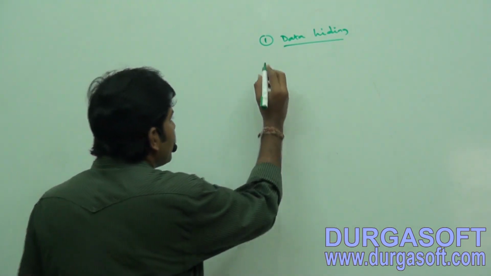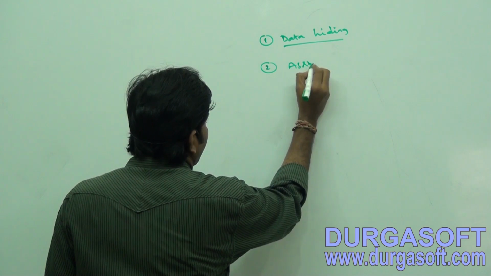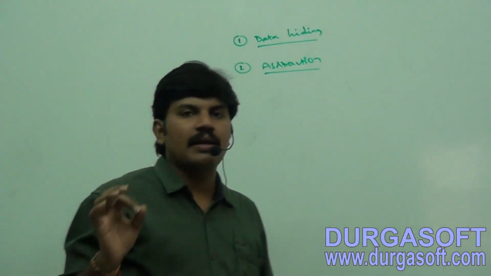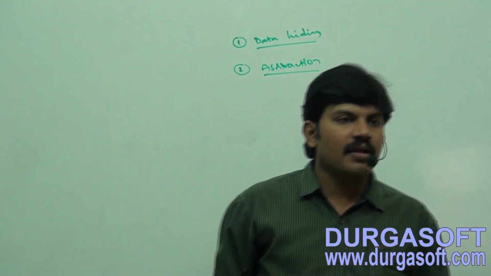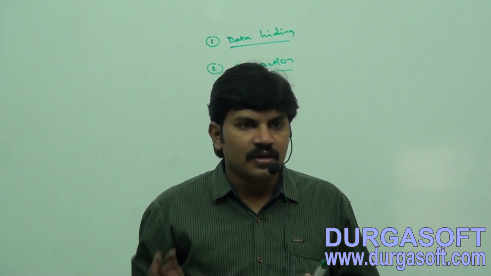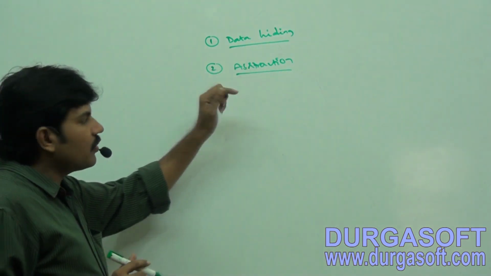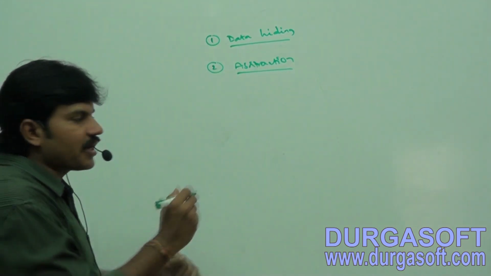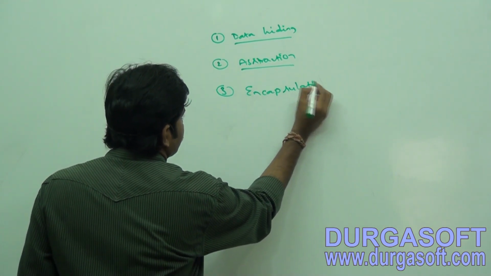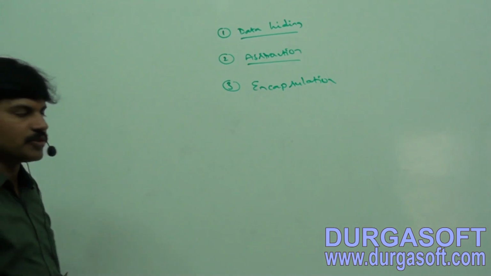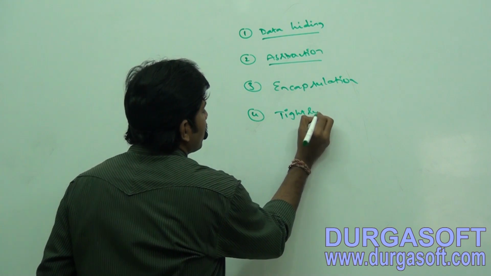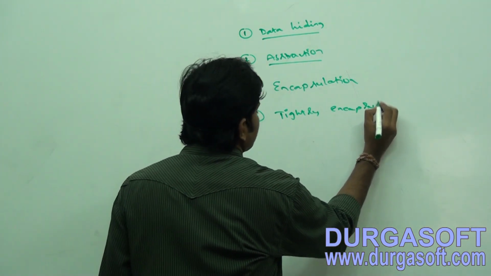concept of data hiding. The second one we covered is abstraction. Have you remembered abstraction? Hiding internal implementation, and just highlighting the set of services we are offering, is the concept of abstraction. Next, data hiding and abstraction together is nothing but what? Encapsulation. Have you remembered this part also? We discussed encapsulation. And after encapsulation, we covered tightly encapsulated class.